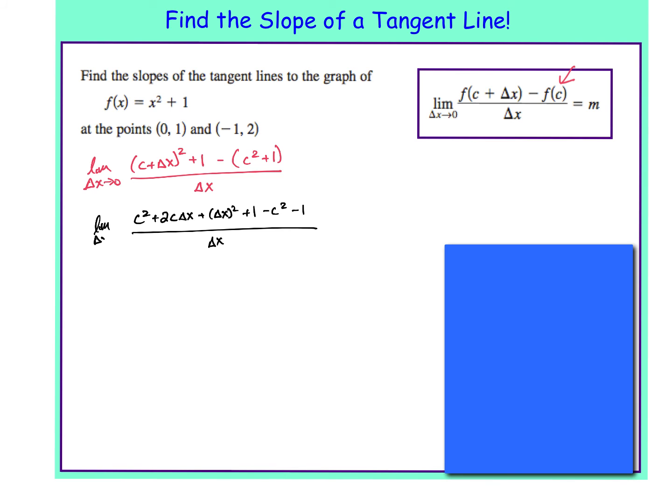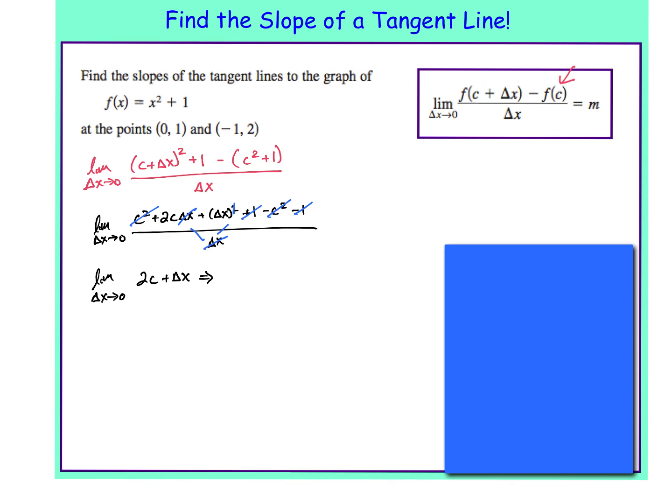So now I have a limit as delta x approaches 0 there. Now, some lovely things should cancel here. So what cancels? My c squareds cancel. The 1s cancel. What else cancels? Some delta x's. So I'm going to distribute dividing by delta x. So this one goes away, and this one goes to a degree of 1. So right now I'm left with the limit as delta x approaches 0 of 2c plus delta x.